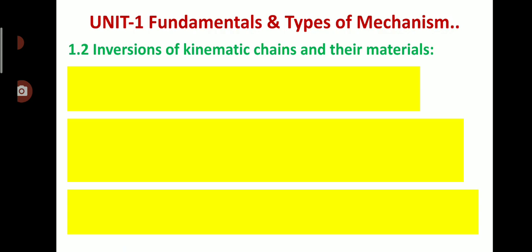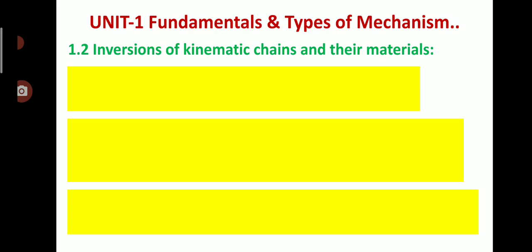In the last video lecture I explained some of the important concepts related to types of mechanism, like what is a kinematic link, what is a kinematic joint, what is the meaning of kinematic chain, and along with that we also studied what is a machine, what is a structure, and what is meant by inversion of a mechanism. This topic is related to the different inversions of kinematic chain.